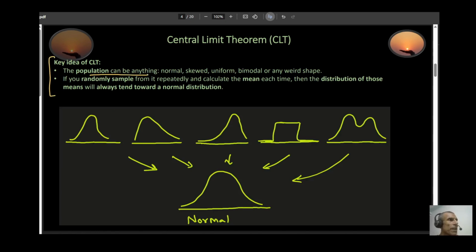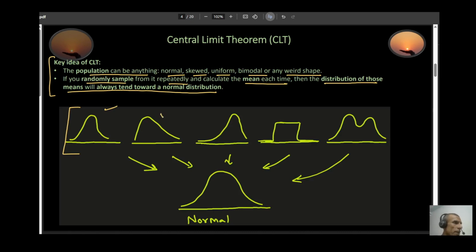The population can be anything. It can be your normal distribution, skewed, uniform, bimodal, or any weird shape, doesn't matter. If you randomly sample from it repeatedly and calculate the mean each time for those samples, then the distribution of those means will always tend towards your normal distribution. So let's say this is your population. It can have this distribution, or this, or this, or this. Doesn't matter what the distribution is.